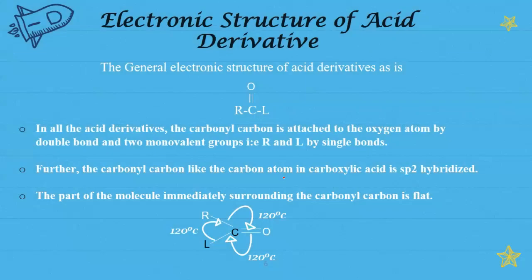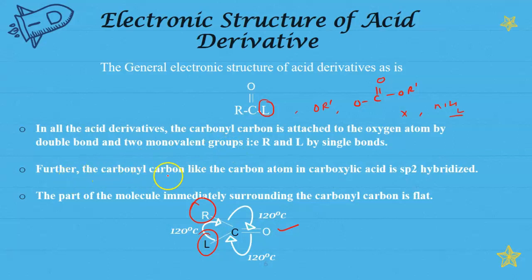Proceeding further to the electronic structure of acid derivatives. See, you can see the general electronic structure of the acid derivative, where your L could be anything. It could be OR dash, it could be OCOR dash. Okay, then it could be any of the halide atoms, it could be NH2. Alright, so the carbonyl carbon is attached to the oxygen atom by a double bond, and to two monovalent groups, that is R and L. Monovalent means they have a valency of 1. Okay, so those are your monovalent groups.